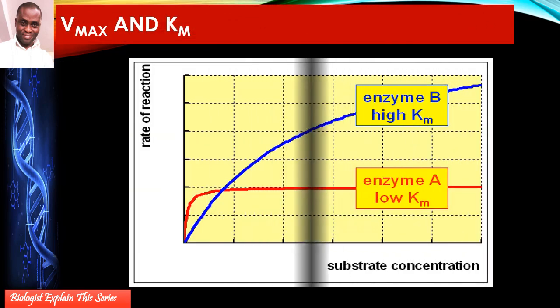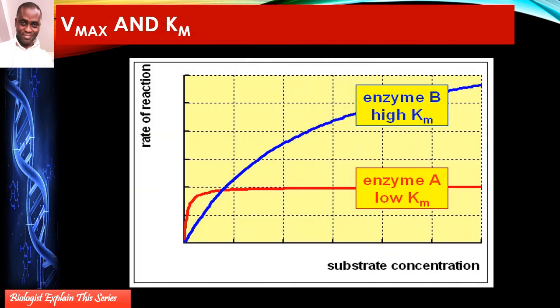So look at the graph, study the graph that you see to know what happens when you have a low Km and a high Km. Like I said, the value of Km is inversely proportional to the enzyme's affinity for its substrate. So a low Km means high affinity of the enzyme for the substrate.